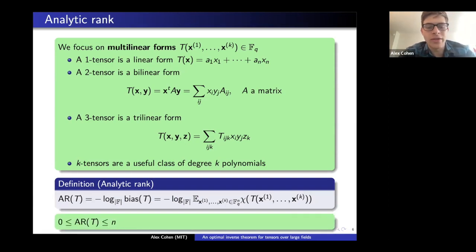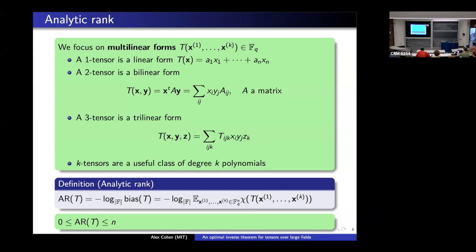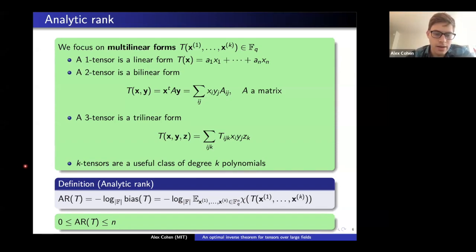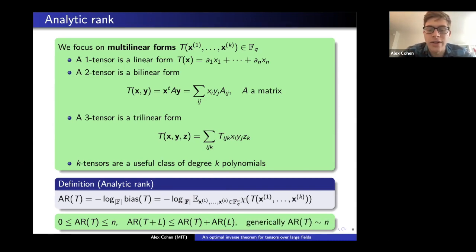Okay, so a few basic properties. The first is that it lives between 0 and n. At first you might be worried, what if the bias is super close to 0, then it could shoot off to infinity. It turns out that if there's only n variables, so if you have a linear form and x lives in F_q to the n, then n is the number of variables, not the number of input vectors. Does that make sense? It's like the size of the matrix, not the number of dimensions in it. So analytic rank lives between 0 and n, just like the normal rank of a matrix. It's sublinear. And by the way, this sublinearity is what leads to the analytic rank being bounded by a function of, being less than or equal to, the partition rank, which we'll get to later. And for a generic tensor, the analytic rank is around n, which is its maximum value.